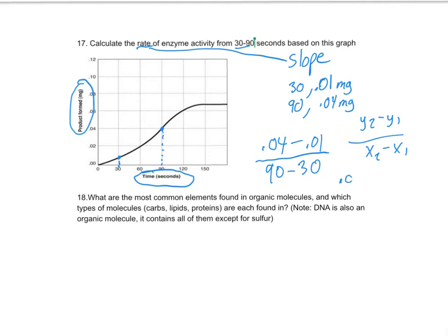Which gives me 0.0005 milligrams per second as my rate.